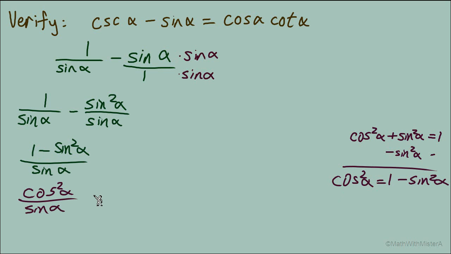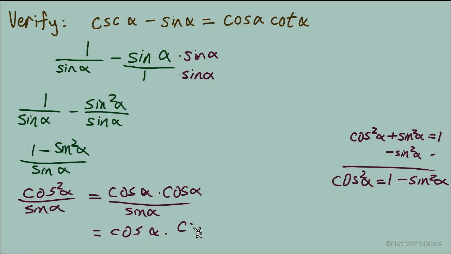Now the cosine squared alpha in the numerator is a cosine alpha times another cosine alpha. I'll choose to keep the denominator with this cosine, the second one, and write cosine alpha times cosine alpha over sine alpha. And now cosine over sine equals cotangent. So we have it shown that the left side equals the right side. Cosecant alpha minus sine alpha does equal cosine alpha times cotangent alpha.